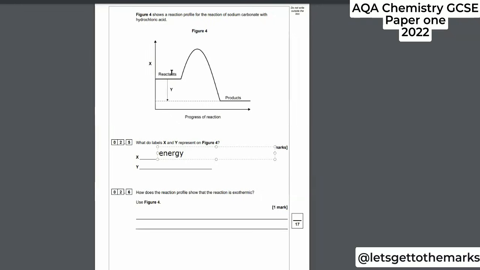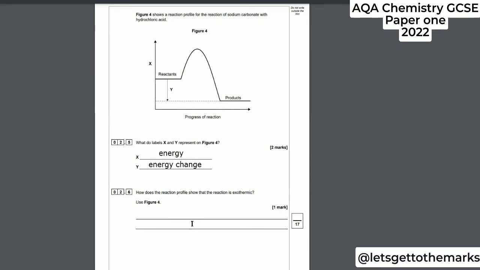You can see here the reactants are at higher energy than the products. This is energy on an energy profile diagram. And then what is Y? Well, this is the difference in energy between the reactants and products. So this is the energy change or the overall energy of the reaction. So we can call this the energy change.